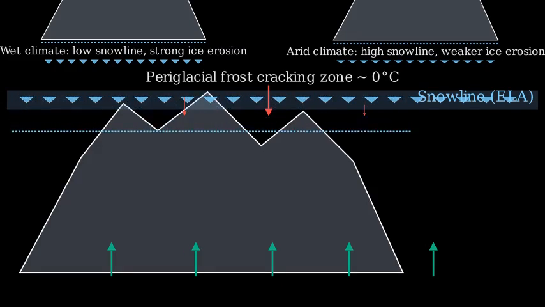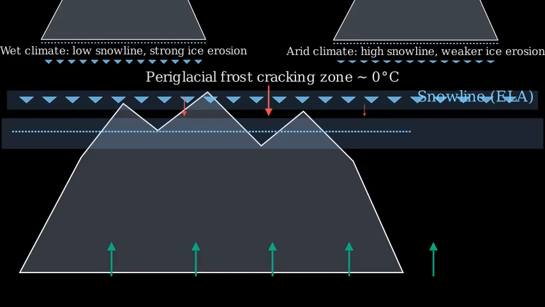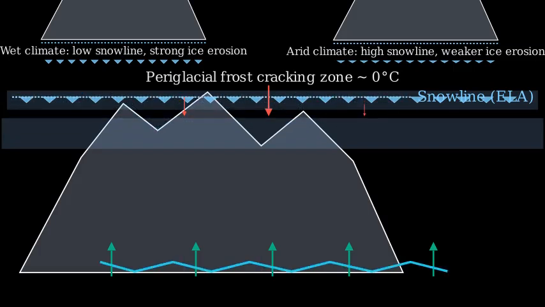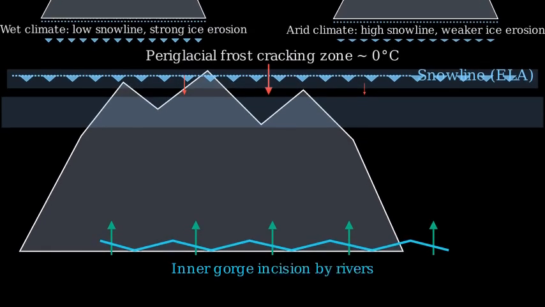As climate warmed, the snowline rose and glaciers retreated. Rivers began carving inner gorges into U-shaped valleys. Removing ice and rock also lets the crust rebound upward, a small but measurable uplift.